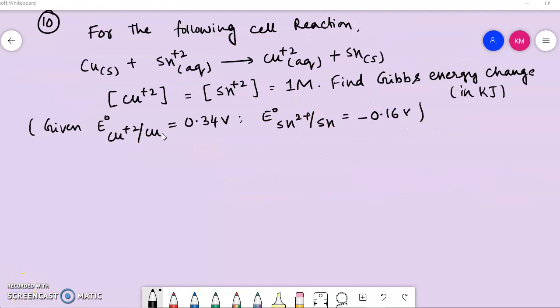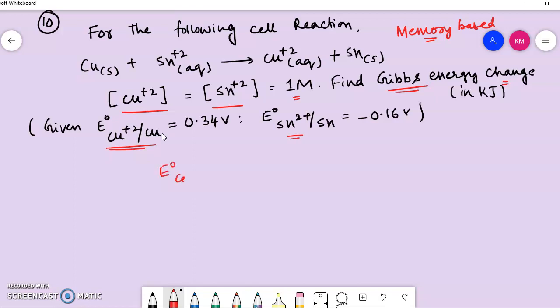Here is the next question, guys. Actually these questions are memory based on student feedback, right? That's why it doesn't have any options. For the following cell reaction, Cu plus Sn2+ giving rise to Cu2+ and Sn, the concentrations of these two ions are the same, that is 1 molar. You have to find out the Gibbs energy change, guys. E0 values are given, reduction potential values, guys, right? So E0 cell you have to calculate first, guys.